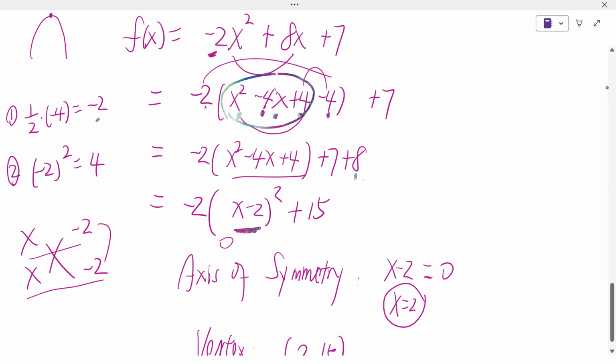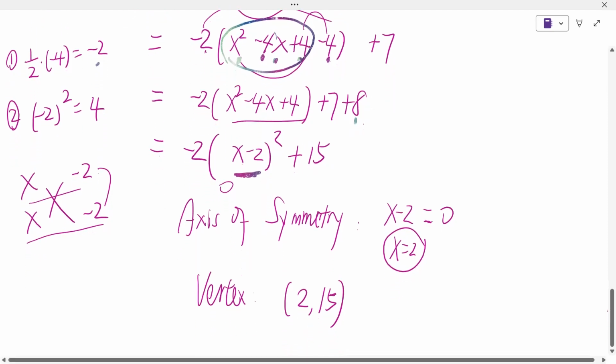So step 1, okay, I got it. Yeah, divide. But how about finding the vertex? The vertex. Okay, the vertex.